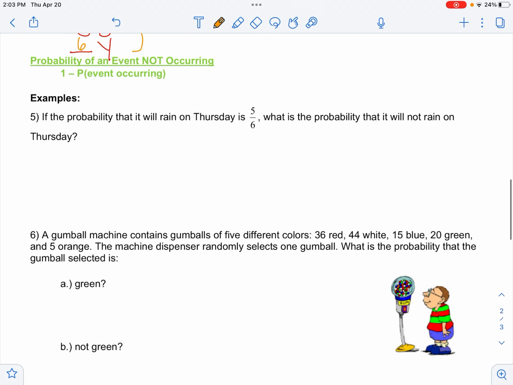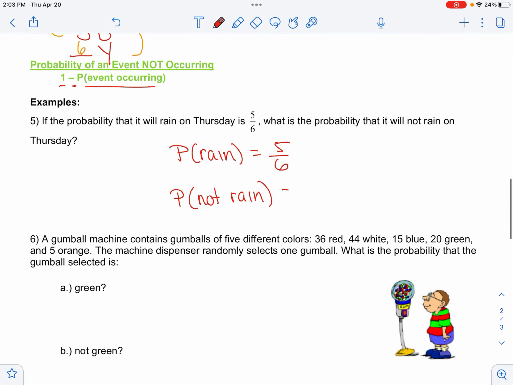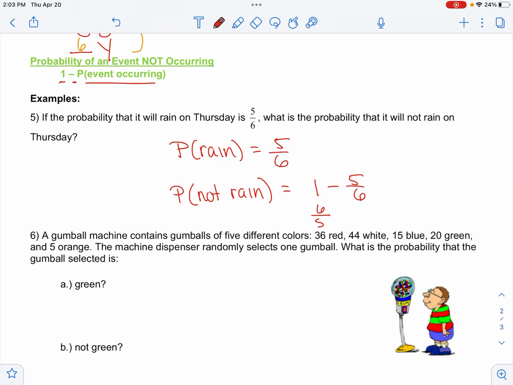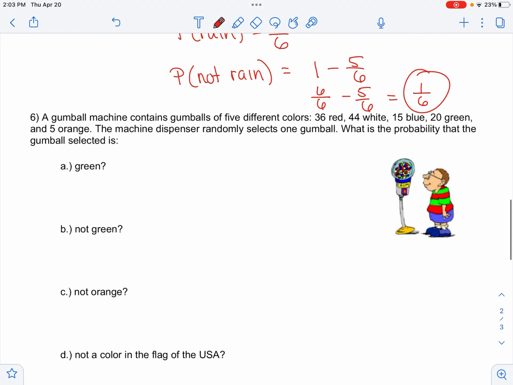Last part of this review is talking about the probability of an event not occurring. It is always going to be 1 minus the probability that it does occur. So if the probability that it will rain on Thursday is 5 out of 6, then the probability it will not rain is 1 minus 5 out of 6, which is 6 over 6 minus 5 over 6, or 1/6, right there.